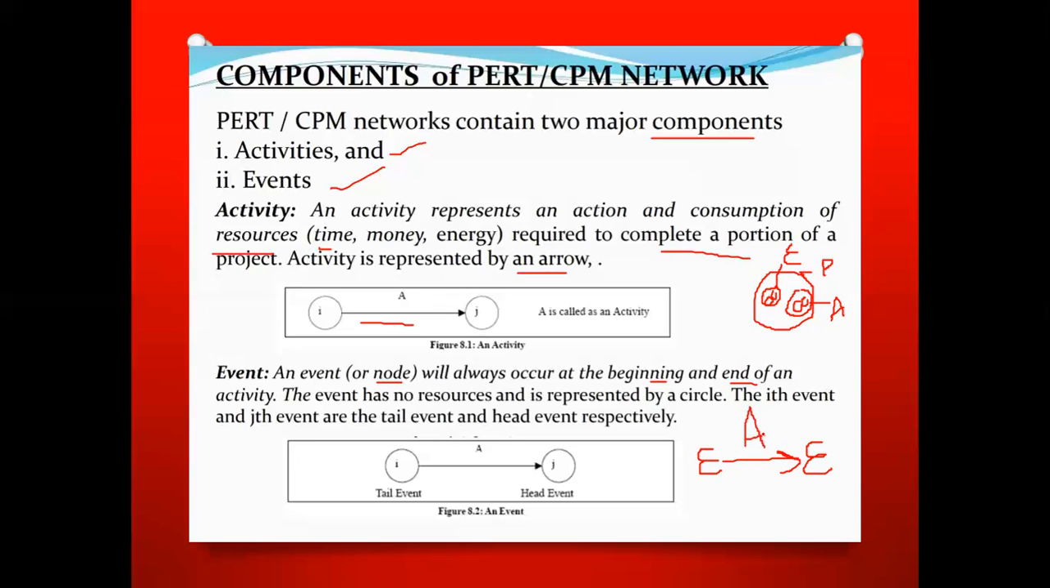An activity or an event or a node will always occur at the beginning and the end of an activity. The event has no resources and is represented by a circle. The ith event, we can keep anything. Okay, the ith event and the jth event are the tail events and the head events respectively.